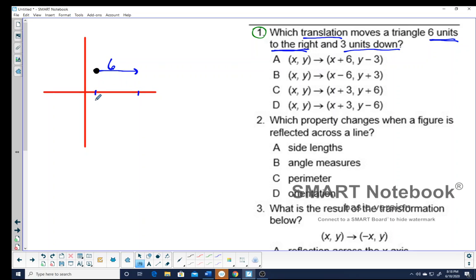So that means you have to add 6 to the x-coordinate. So if, say, x is 1, if you go 6 to the right, what's x going to be? It's going to be 7. So you're adding 6 to the x. Whatever x was to start with, it's going to be x plus 6.